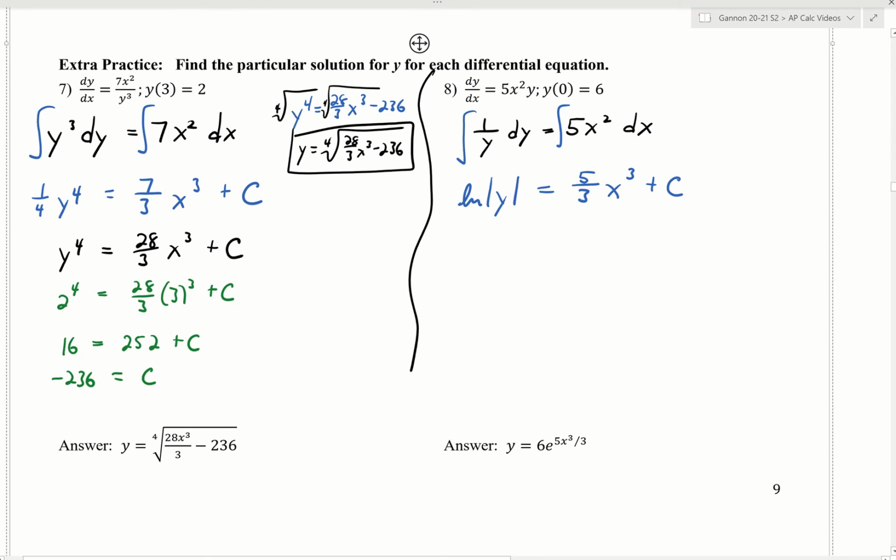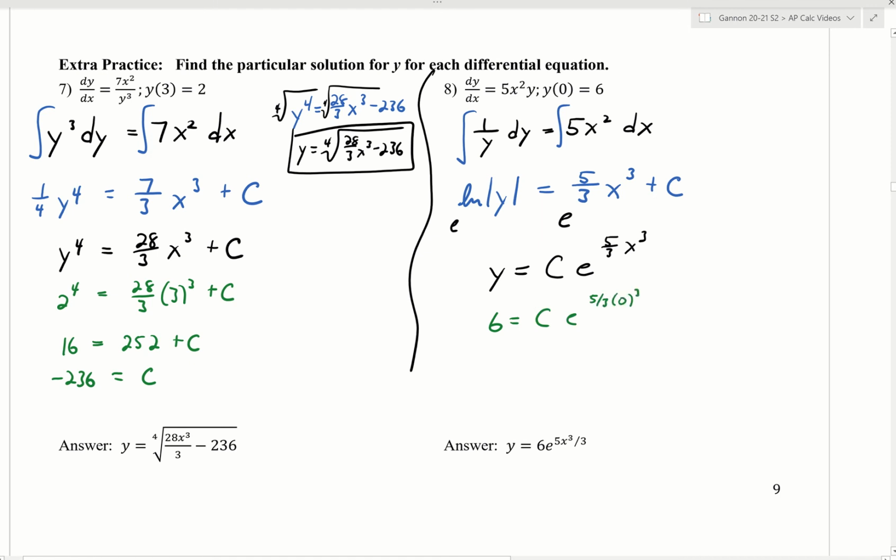So to isolate y, we can take e on both sides. And then we've done this a few times, but as we rewrite this, the c can basically just get pulled out in front. So this becomes c e to the 5/3 x cubed. And if we substitute at this point, we have 6 equals c e to the 5/3 times 0 cubed, which is really e to the 0, which is 1, so c equals 6.